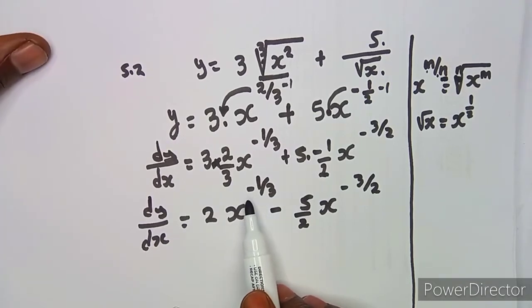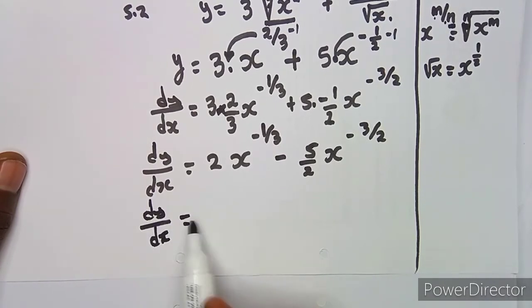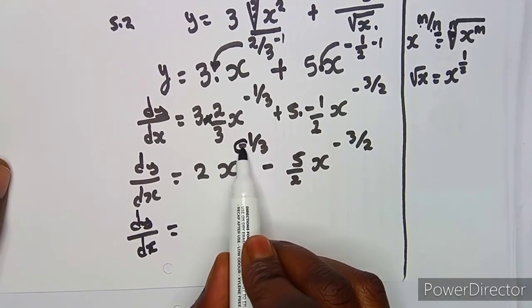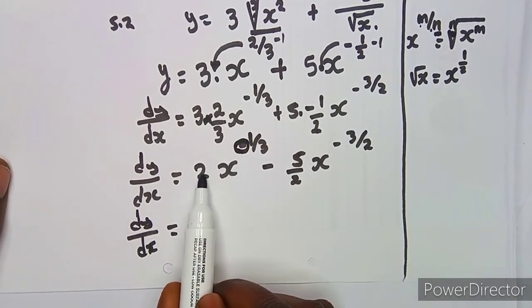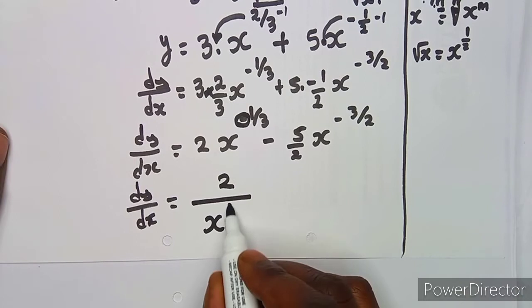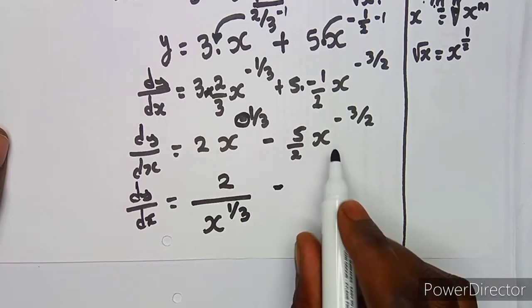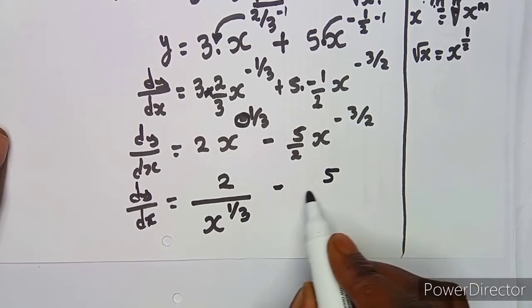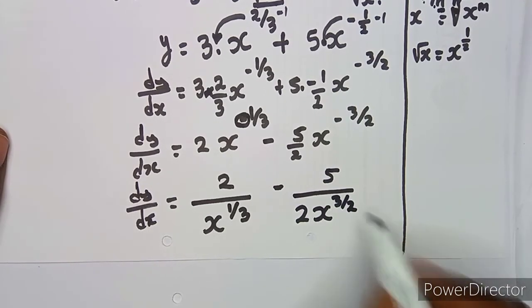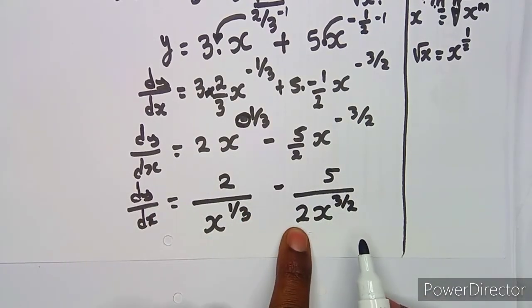So here we have x to the exponent of minus a third. So to bring out a positive is going to be 1 over. And take note, what is carrying a negative is this part here, not 2. So it's going to be 2 over x to the exponent of a third. Minus, here it's x which is carrying the negative again, so it's going to be 5 over 2x to the exponent of 3 over 2, like this. The 2 is already in the denominator, this one.